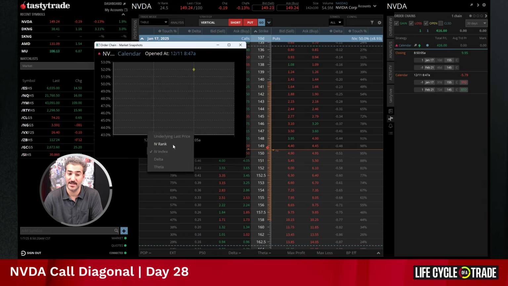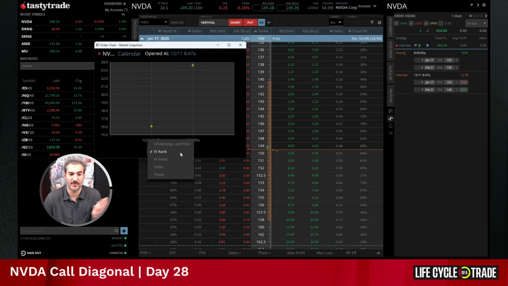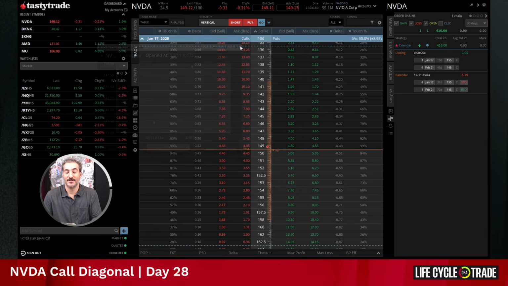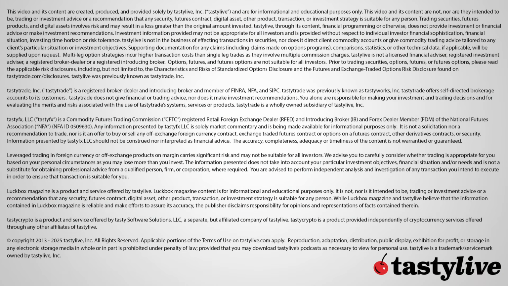See volatility has increased into that. IV rank, of course, as well. And then the underlying price, that move was perfect for us. So nice trade for us. Big win in Nvidia.